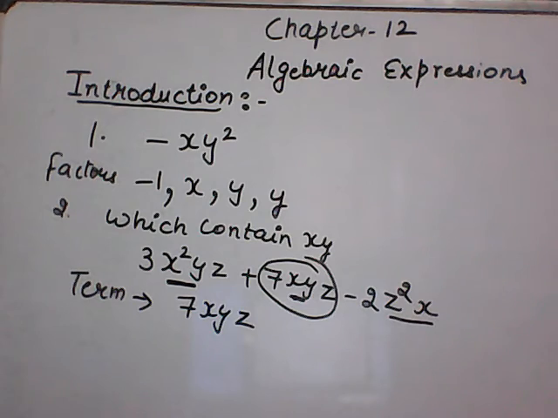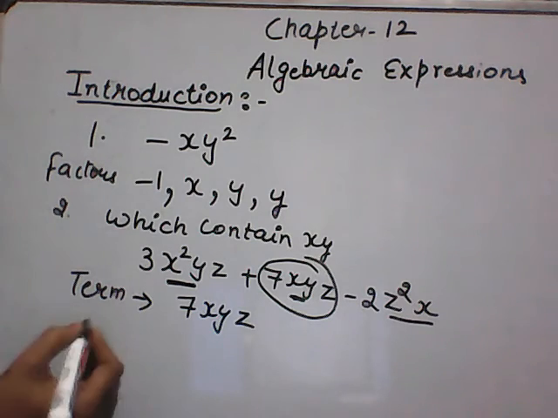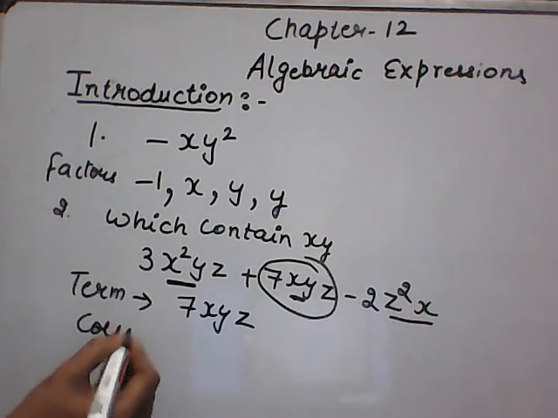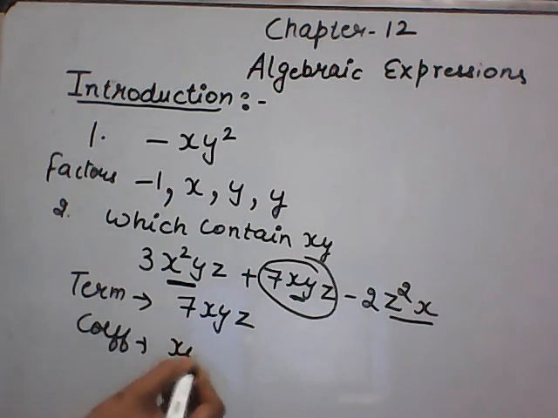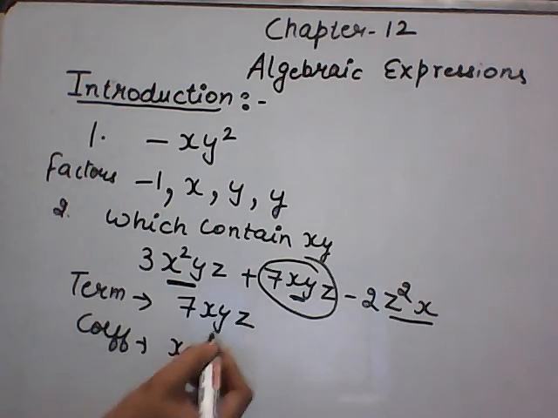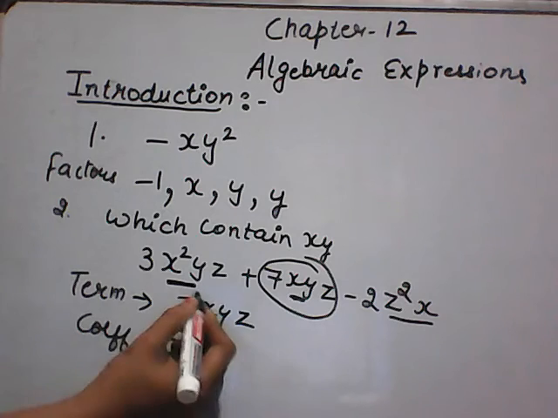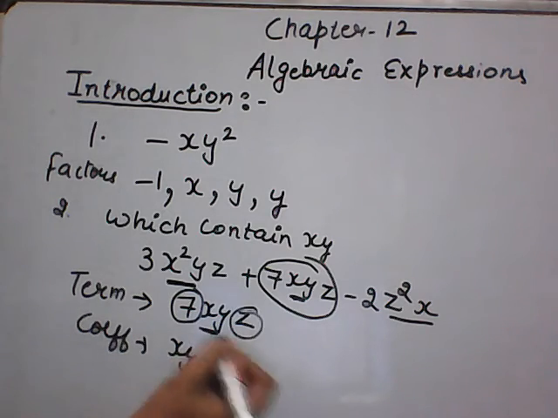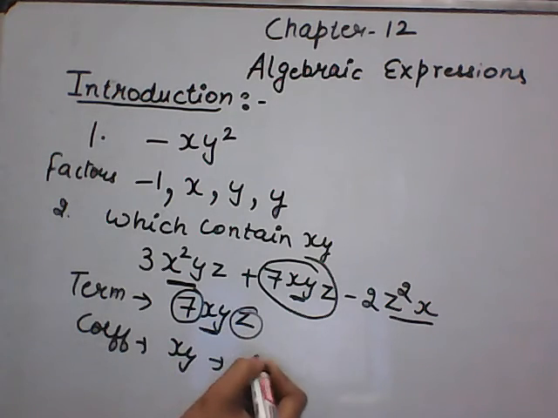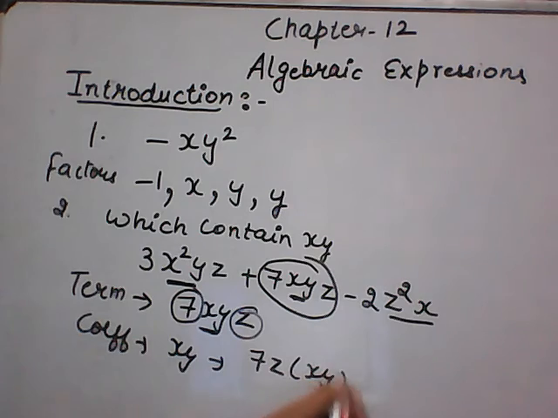Now you have to write down the coefficient of xy. What are the factors of 7xyz? 7 and z. So 7xyz can be written as 7z times xy. Now what is the coefficient of xy? 7z. In this way we can write the coefficient of xy.